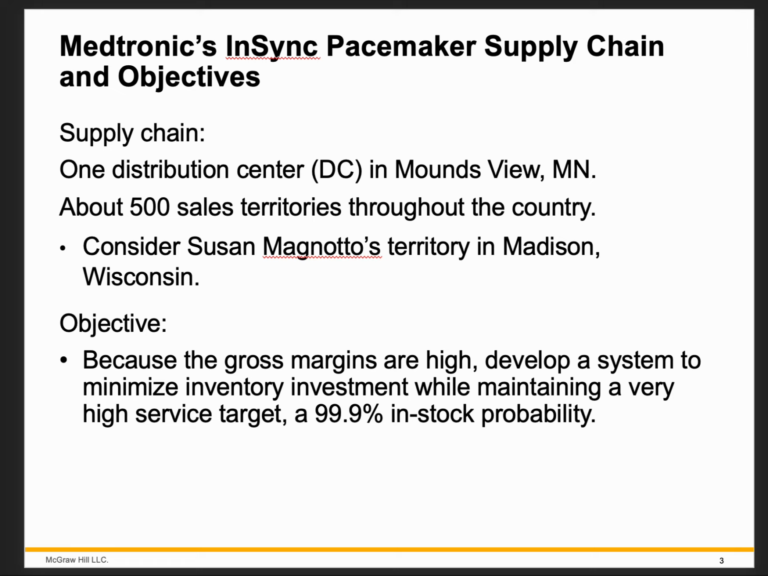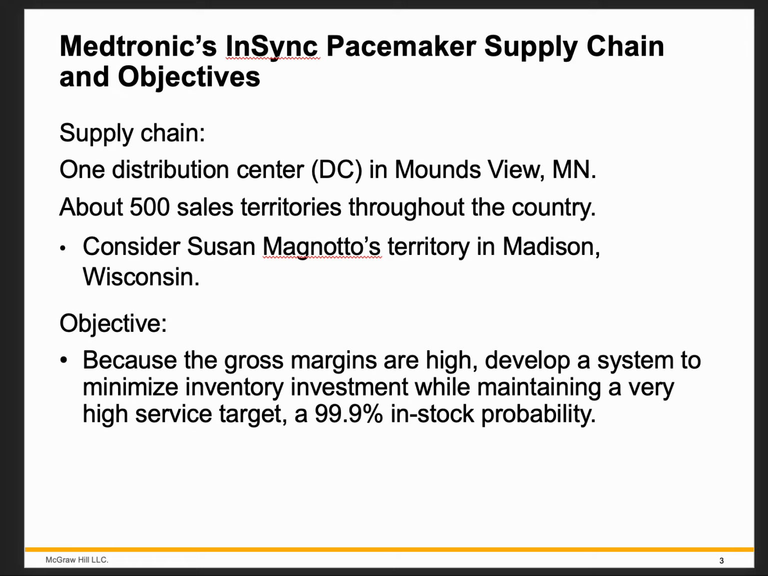So as an example, to explain all the concepts, let's look at the InSync pacemaker supply chain. In Medtronic's InSync pacemaker supply chain, there is a distribution center in Mounds View, Minnesota. This distribution center supplies 500 different sales territories throughout the country. We will look at the decisions made at the distribution center itself, and also the decision made by one particular salesperson in her territory. We'll consider Susan Magneto and her territory in Madison, Wisconsin.